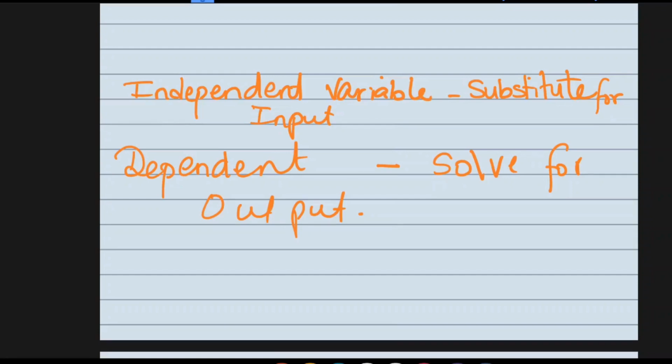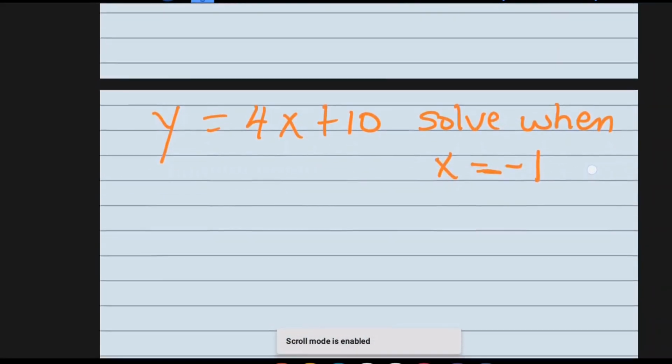However, the dependent variable is what gives you your output. So based on your input, you will have an output. So the input doesn't depend on your output, but your output depends on your input. So your dependent variable is what you will get when you solve.